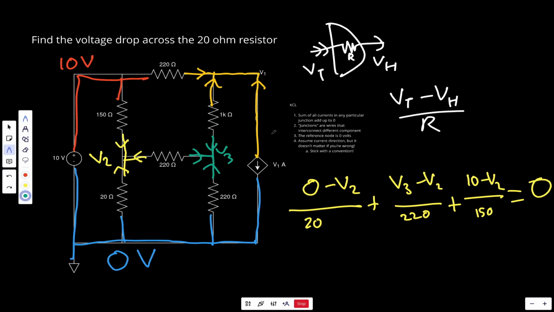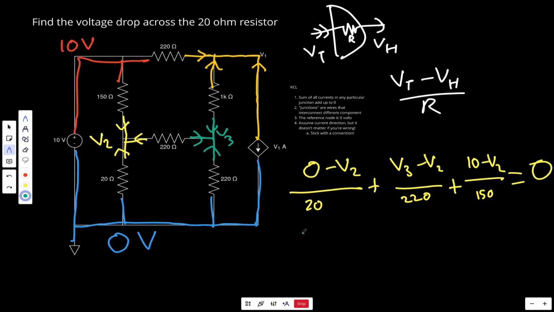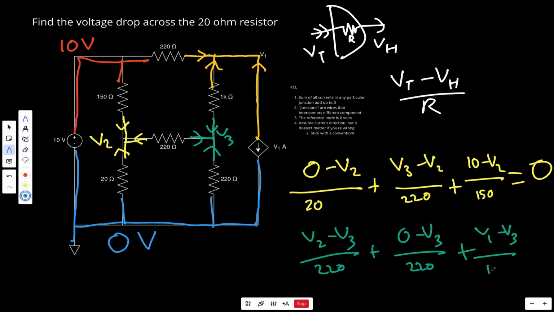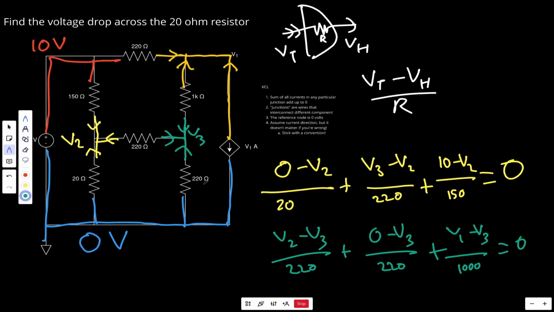Let's go ahead and do the same thing for V3. V2 minus V3 over 220 plus 0 minus V3 over 220 plus V1 minus V3 over 1000, and all of this is to say this is all equal to 0. So there we go. We now have the equation for this node and the equation for this node. Let's go ahead and talk about the last equation.